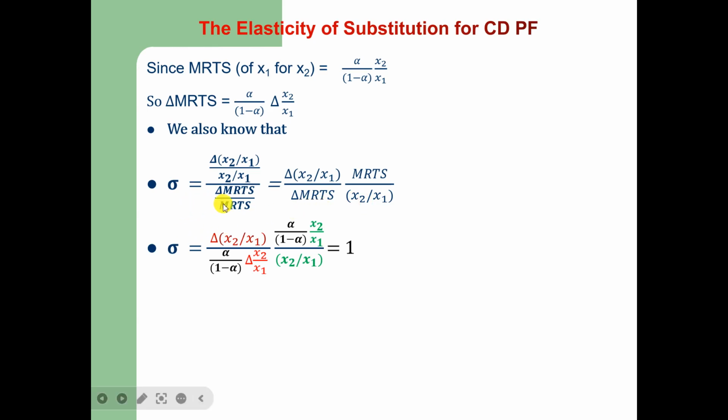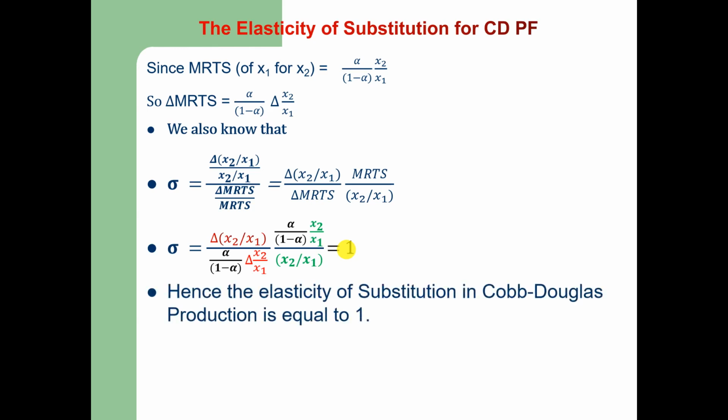So putting these values, we may cancel out some of the factors, and finally we see that the change in x2 divided by x1 is cancelled out with this change in x2 divided by x1. This alpha divided by 1 minus alpha is cancelled out with this alpha divided by 1 minus alpha, and this input ratio is cancelled out with this input ratio. So we have 1. So the elasticity of substitution is equal to 1 for the Cobb-Douglas production function. Hence, the elasticity of substitution for the CD production function is equal to 1.